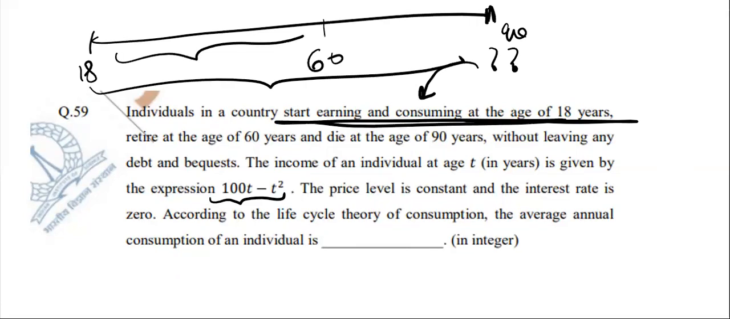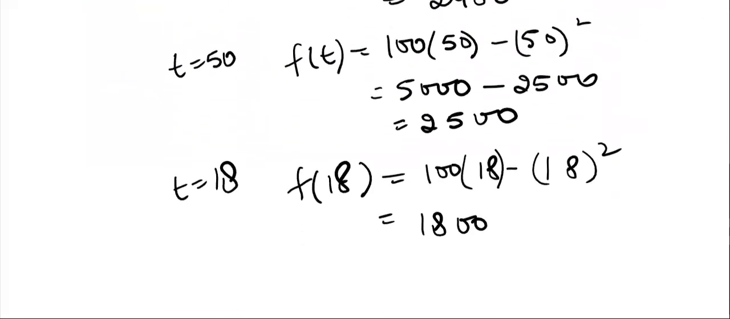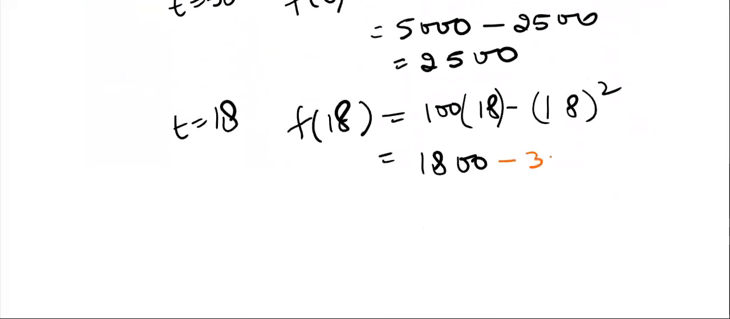He earned till 60, but he consumed till 90, but his starting age was 18 according to the question. So that is what I am doing here. Now here I'll put 18 here, so I'll get minus 324. So 1800 minus 324.